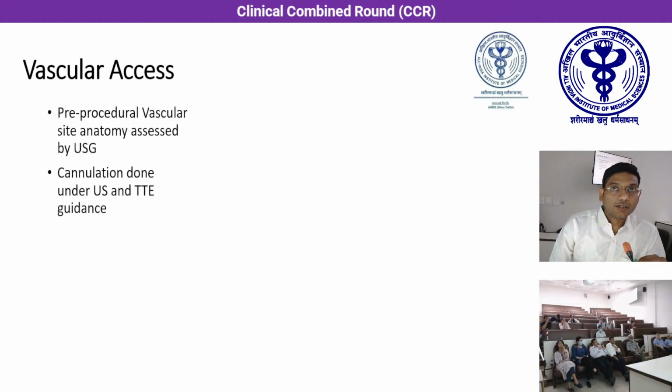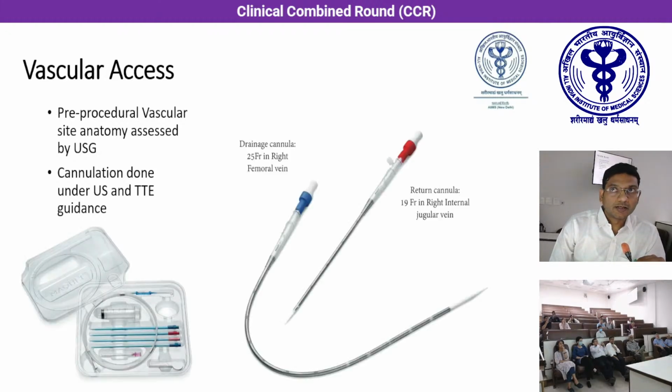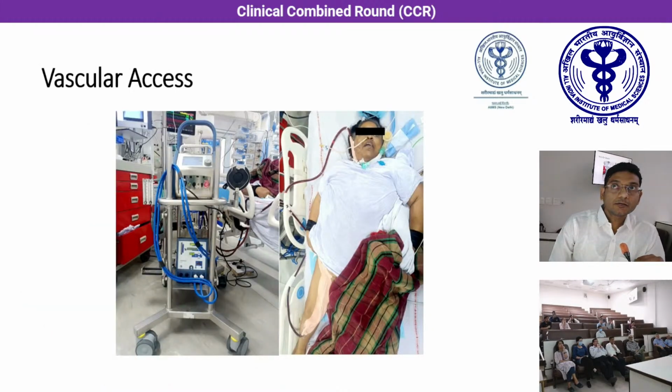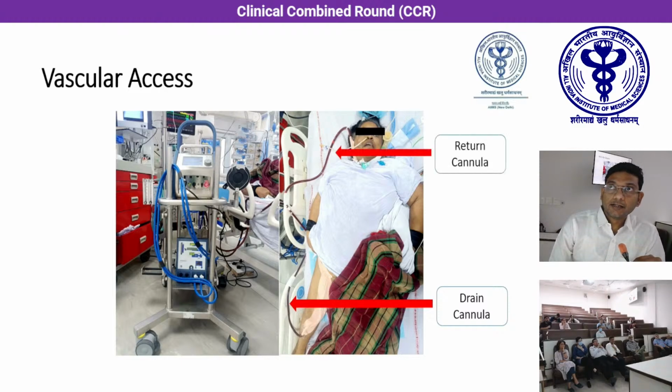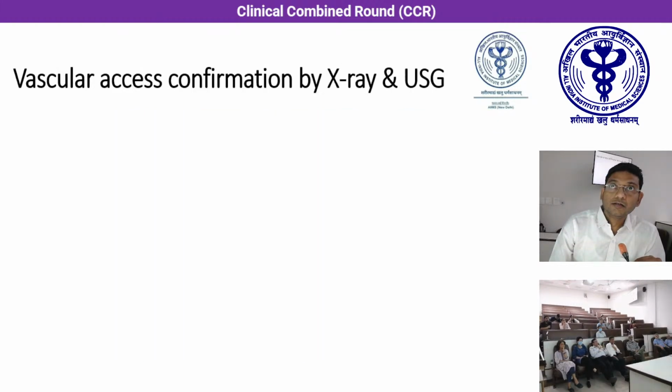Then cannulation was done using both ultrasound, TTE and TEE guidance, thoracic and transesophageal guidance. For the drainage, we put in a right femoral vein 25 French cannula, and the return cannula, which was placed in the right internal jugular vein, was 19 French. After putting in the vascular access, here we can see the drain cannula in the right femoral vein, and here is the return cannula, seen in the right internal jugular vein.